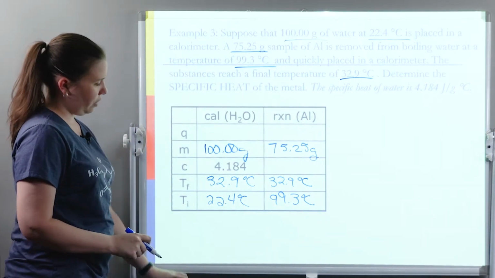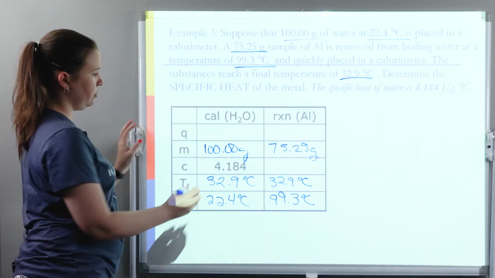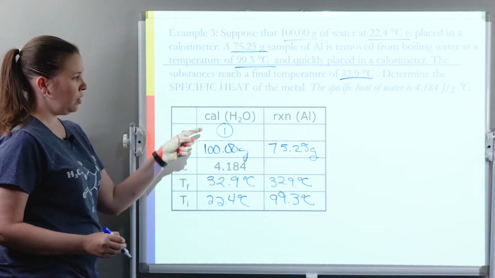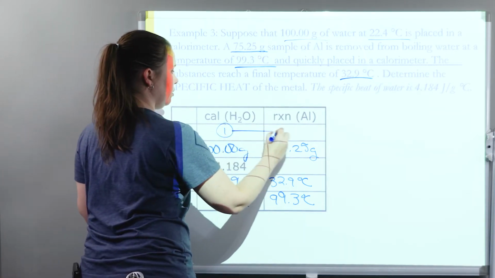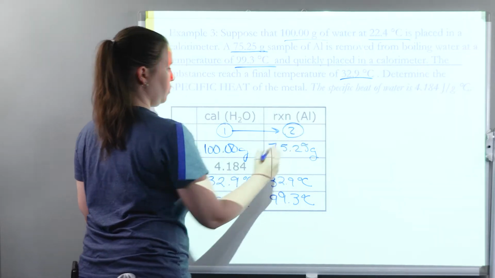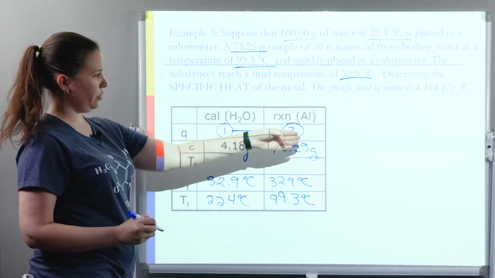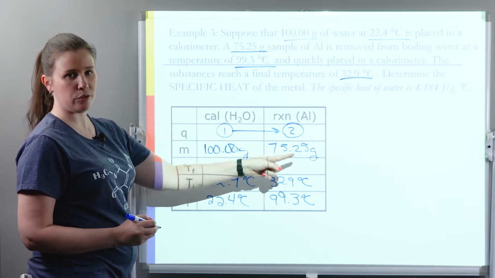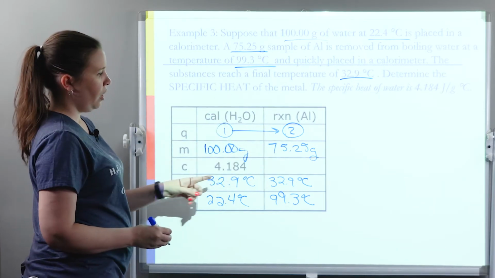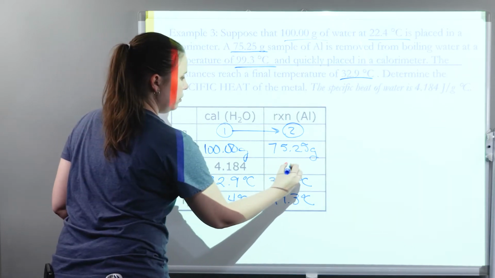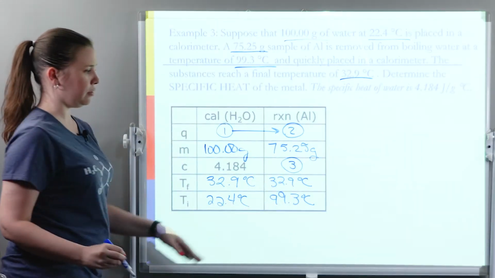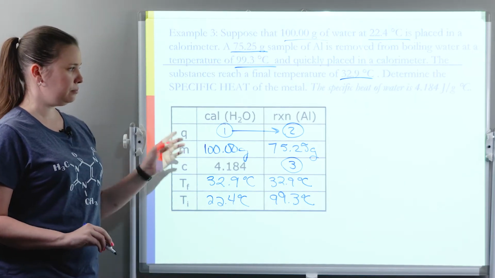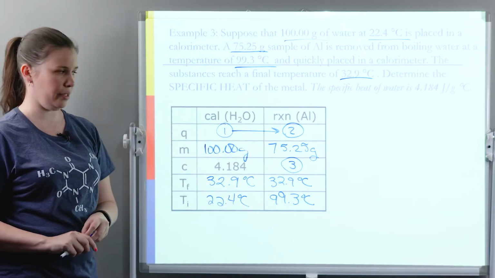So we have enough information on the left to solve for the Q of the calorimeter, and that's the first thing we should do. Then from here, we can flip the sign to go from the heat of the water to the heat of the aluminum, because I know that these should be equal in magnitude, but opposite in sign. Then I have everything except for the specific heat of the metal. So then I'll be able to use Q equals MC delta T down the other side. So this is essentially a three-step process.